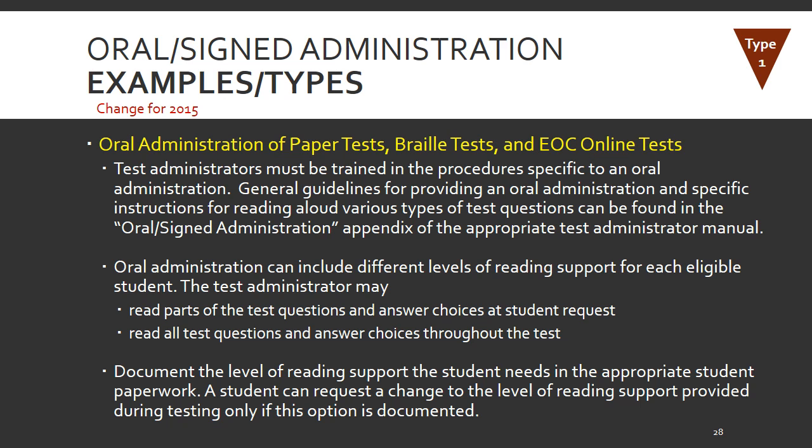Oral administration can include different levels of reading support for each eligible student. The test administrator may read parts of the test questions and answer choices at student request, or they may read all test questions and answer choices throughout the test. Document the level of reading support the student needs in the appropriate student paperwork. A student can request a change to the level of reading support provided during testing only if this option is documented.